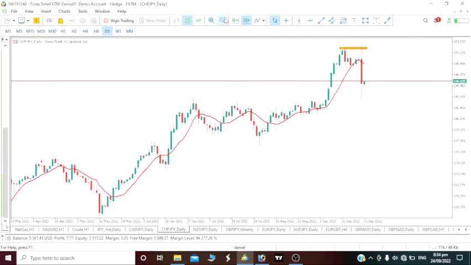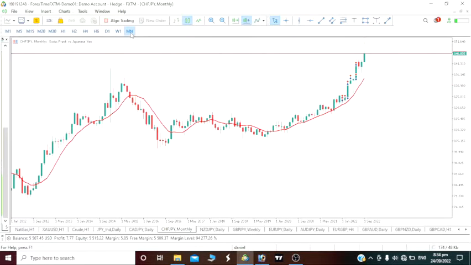But is the pullback over? It is what we can detect. But in order to be able to understand this properly, we will go to the monthly time frame. So this is the monthly time frame.